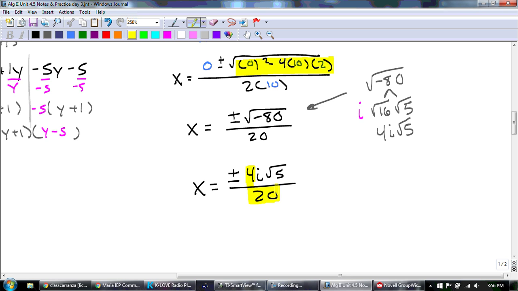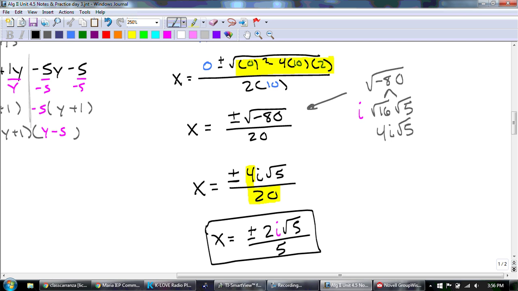So the only thing left to do is to reduce. And when we reduce that, we get x equals plus or minus 2. Oh, don't forget your i, Mr. Grice. I'm going to put it in another color so I don't forget it. i square root 5 all divided by 5. And I don't reduce the square root 5 and the 5 because those are not like terms, so I can't do it.